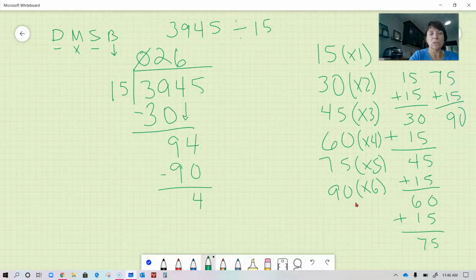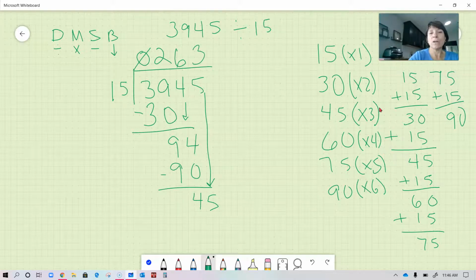And then we do the start over, we bring down our 5, and now we're ready to start that division process again. So we go over to our list, and what number do we have that's closest to 45 without going over? Well, we find exactly 45 here, so that's good news. So we put the 3 above the 5.